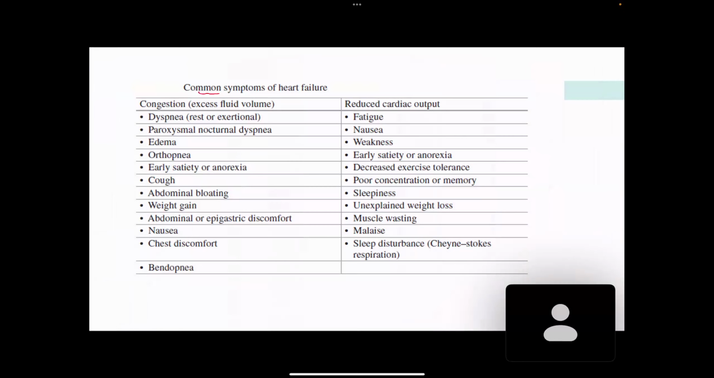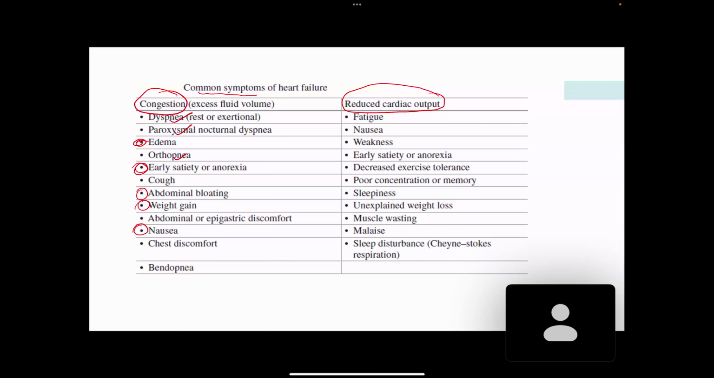So what are the common symptoms of heart failure? You need to remember that symptoms can be because of congestion, that is because of fluid accumulation, or because of reduced cardiac output, that is nothing but hypotension. Now, again, congestion can be on the left side or on the right side. If the congestion is because of LV failure, they will have symptoms such as dyspnea, PND, or orthopnea. If the symptoms are because of RV failure, they will have an elevated JVP, they can have pedal edema, early satiety or anorexia because of gut edema, abdominal bloating, weight gain because of peripheral edema, and nausea. So these are the symptoms of congestion.